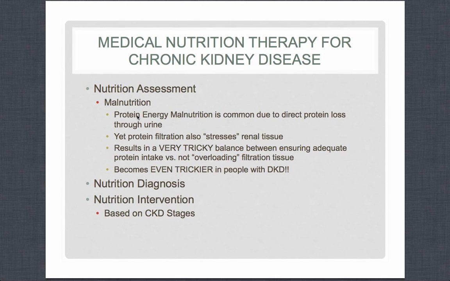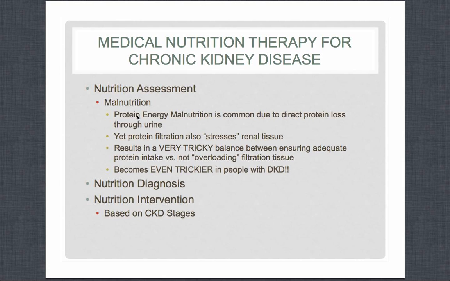One of the most important things is prevention of malnutrition, especially protein energy malnutrition. And there's definitely a very delicate balance in severe chronic kidney disease between ensuring adequate protein intake and not overloading the kidney with protein. This can become even trickier with patients with diabetic kidney disease, because obviously, usually in diabetes, as we've talked, we're lowering the macronutrient ratio of carbohydrate.